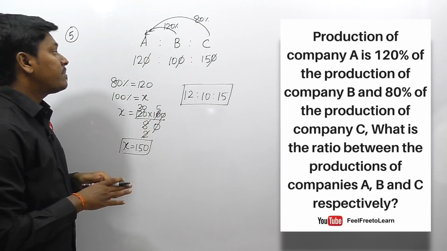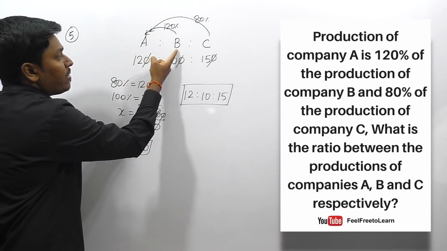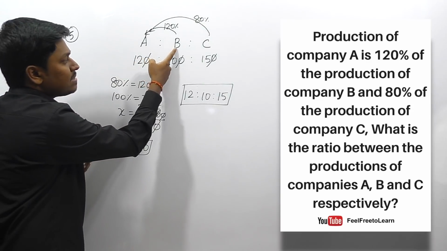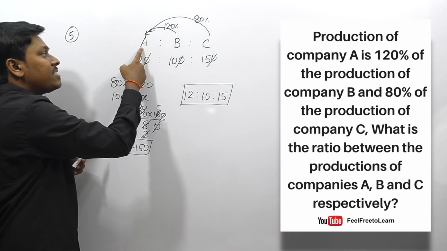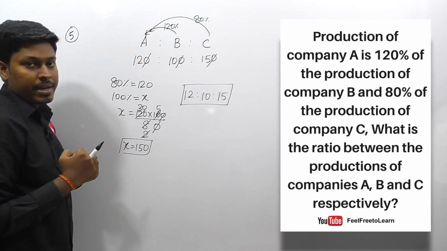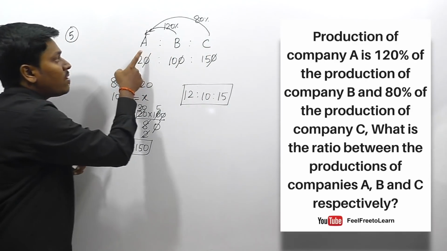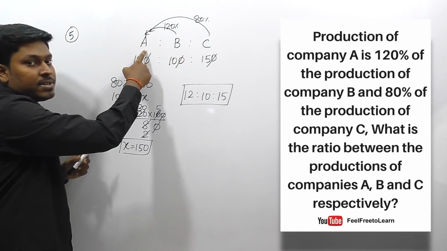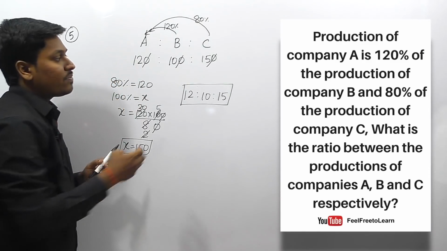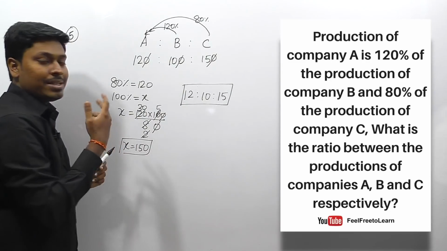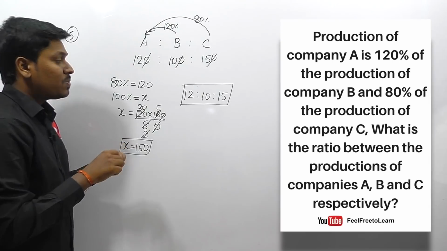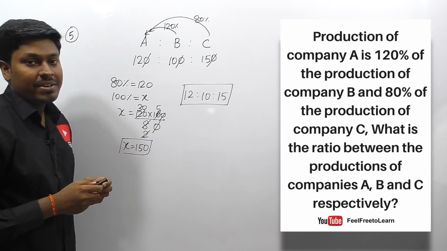So friends, listen to the concept carefully, where company A will be 120 percentage of company B and 80 percentage of company C. So first of all we have fixed B as 100, so 120 percentage of B will be 120, right? So finally B will be 100 and A will be 120. For finding the value of C, we already know that A will be 80 percentage of C. So 80 percentage will be 120, so 100 percentage is equal to X. So finally we got X is equal to 150 will be the share of C, right? So production of company C. So finally we got a ratio that is 12:10:15 for question number 5 in set number 1.